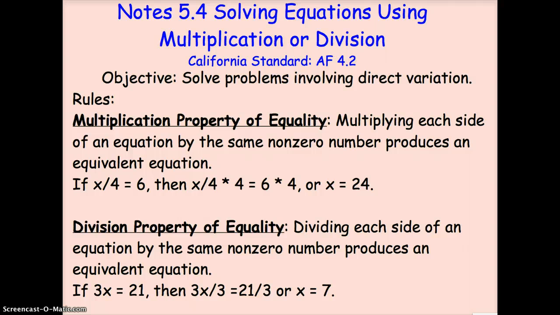The division property of equality says just the opposite. Dividing each side of an equation by the same non-zero number produces an equivalent equation. So I can do the opposite. As long as I do it to both sides, it will still come out with an equivalent equation. So in the example, I'm dividing both sides by 3, and it doesn't change anything.